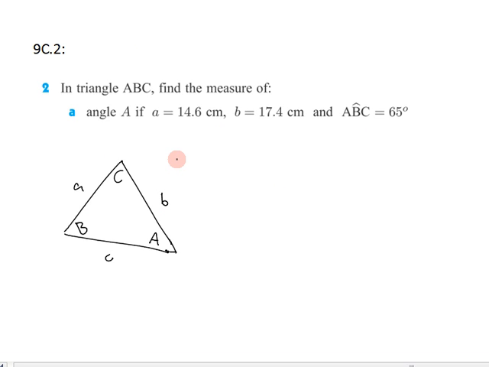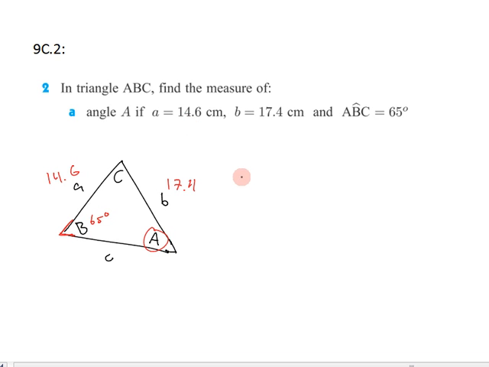We're told the length of side A is 14.6, the length of side B is 17.4, and the angle ABC, so from A to B to C, that would be this angle here, is 65 degrees. And we're asked to find angle A. That's that angle. So we'll use sine rule because sine rule relates a side to its opposite angle given another side and its opposite angle.